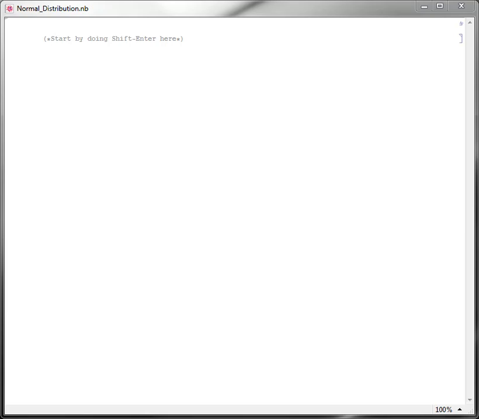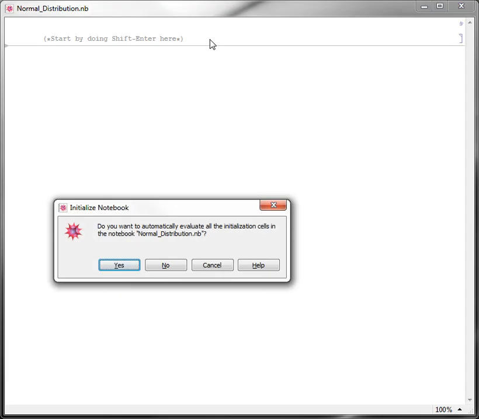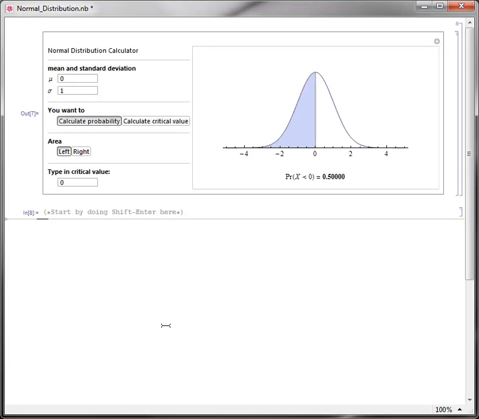To start with, I've double-clicked on the notebook icon for this notebook called normaldistribution.nb. I'm going to click in this cell. Cells are delineated here by this blue graphic on the right-hand side of this computer screen. I'm going to press Shift-Enter in the cell, and I'm going to answer this question about initialization cells by answering yes. Okay? And I'm going to do two things in this calculator right here.